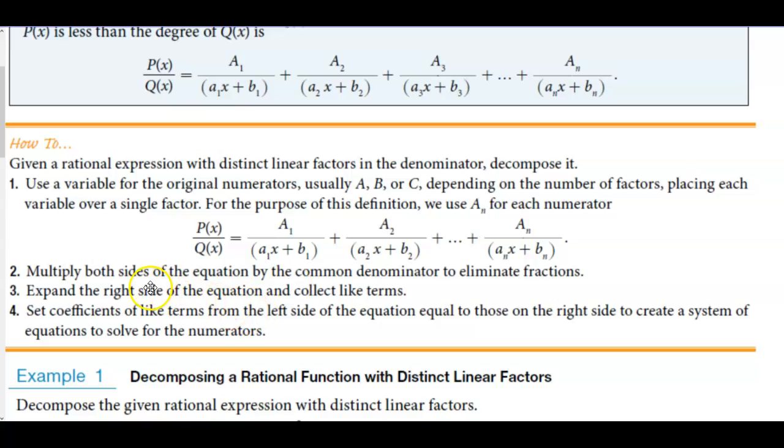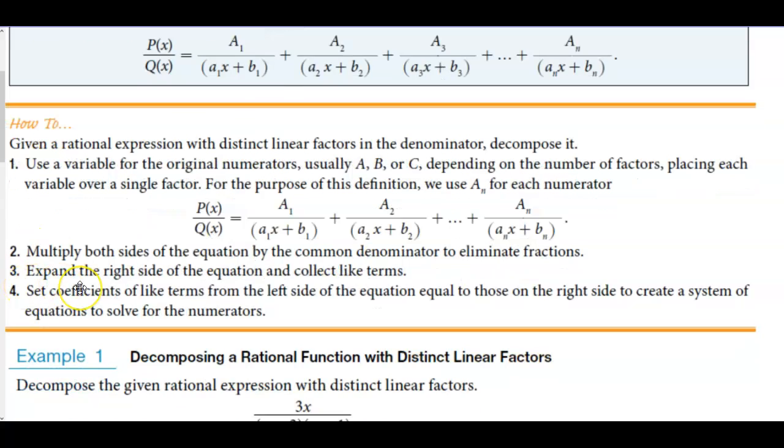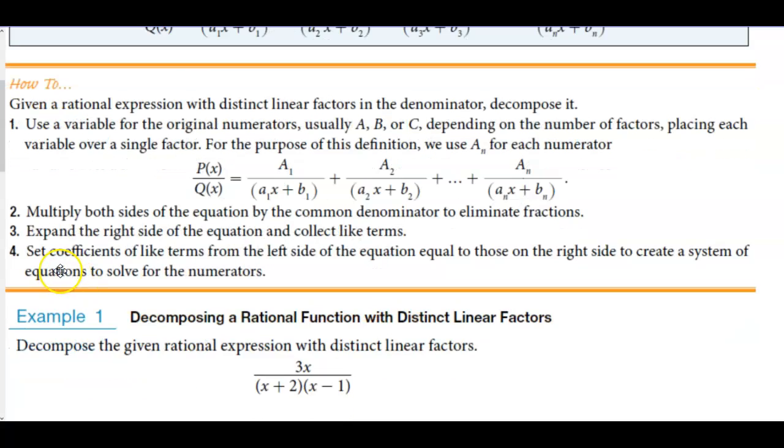Then we're going to multiply both sides of the equation by the common denominator to eliminate fractions. Number 3, we're going to expand the right side of the equation and collect like terms. And number 4, we're going to set coefficients of like terms from the left side of the equation equal to those on the right side to create a system of equations to solve for the numerators.